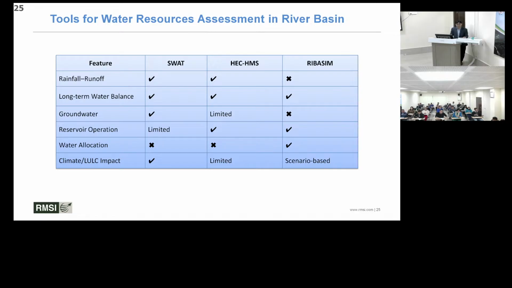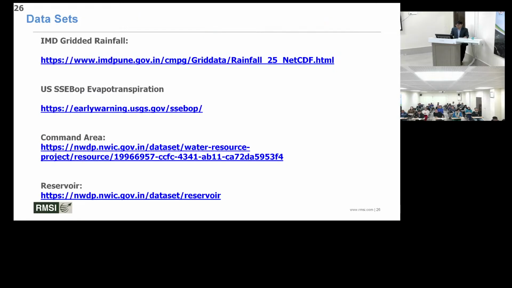Then climate, land use, LULC change, impact of climate change, we can use all these 3 models depending upon the requirement. These are some links where we can download the data for water resources assessment.